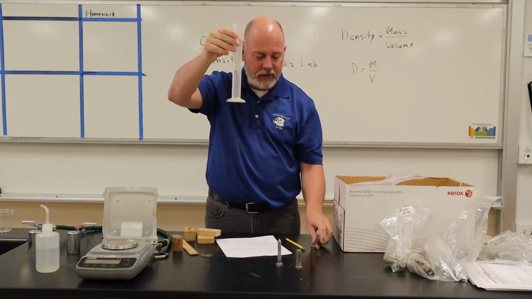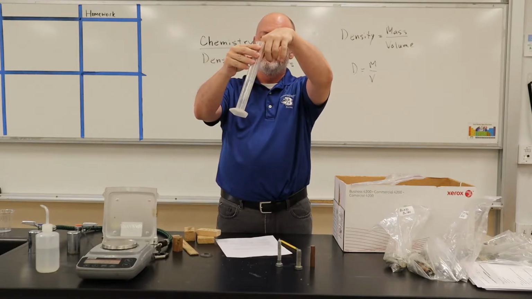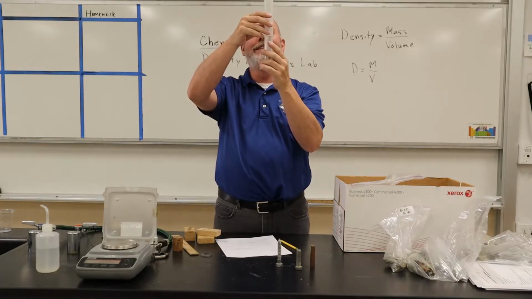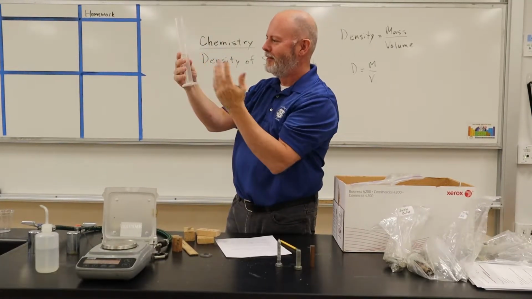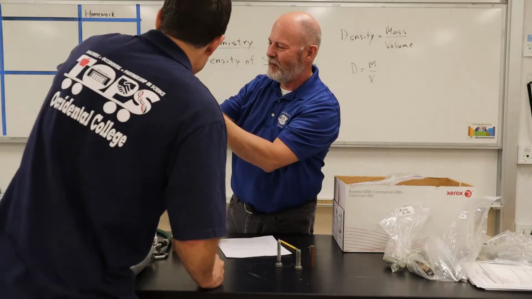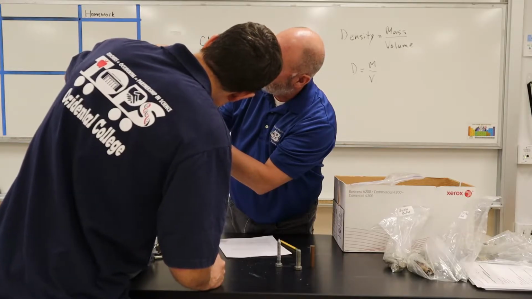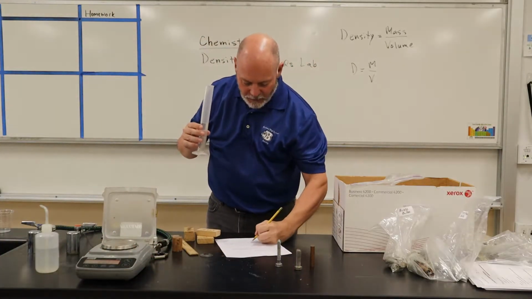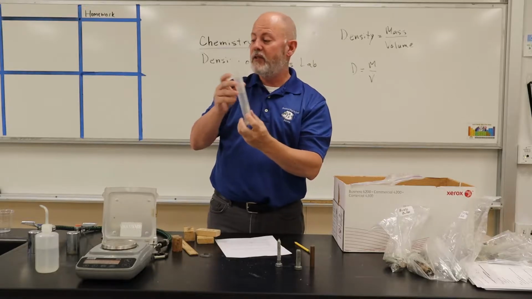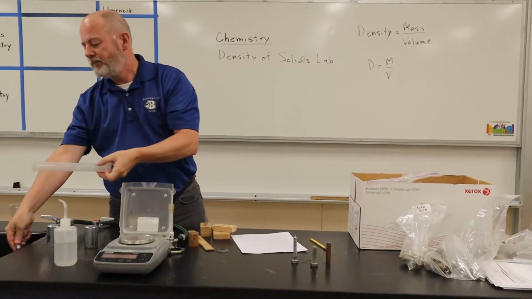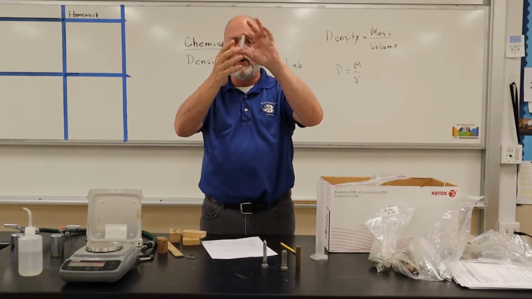Just going to write down 46, and then I'm going to gently, so none of the water spills out, drop the aluminum in there. Okay, and it went up to... I can't read it again. Was that 50? 52. Yeah, say 52. So it started at 46. It went up 6 milliliters. That means that the aluminum, its volume is 6 milliliters, right? The amount of water that went up is the amount of volume.